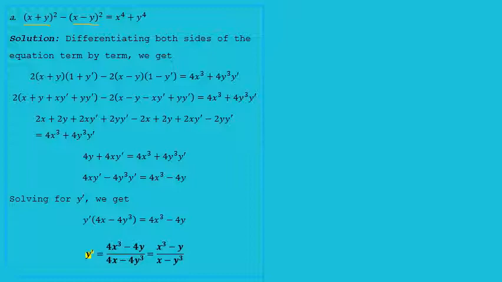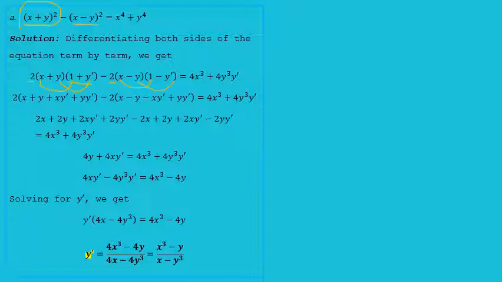Differentiating both sides of the equation term by term, we get, okay, so sa first term, apply natin dito yung chain rule, lagay sa baba yung exponent natin, or 2 times x plus y, and then times 1 plus y prime, so derivative ni x is 1 and derivative ni y is y prime. And then same with the second term, so minus 2, nilagay sa base 2, just copy x minus y, because 2 minus 1 is 1 lang naman, di ba? And then derivative ni x is 1, derivative ni y is y prime.